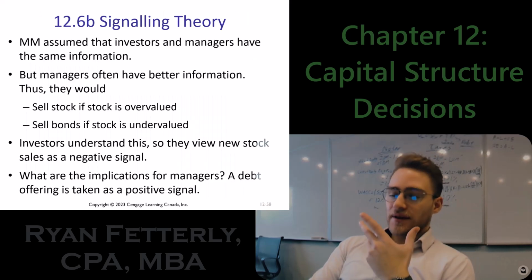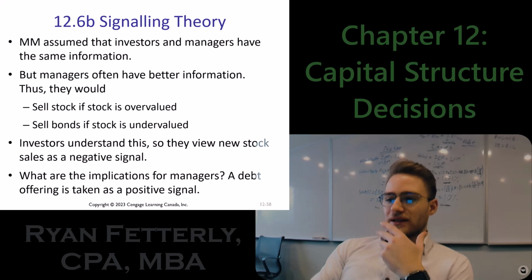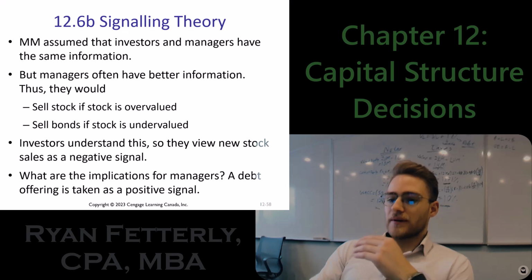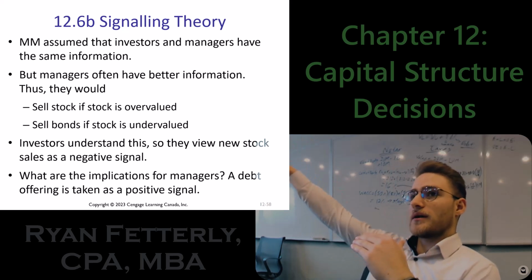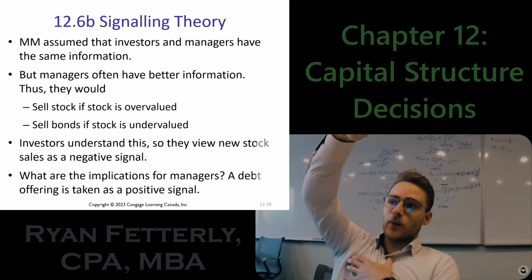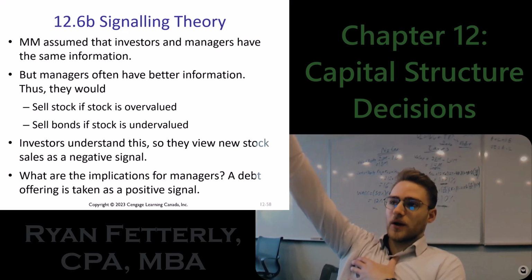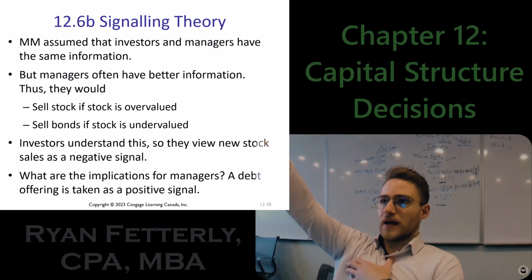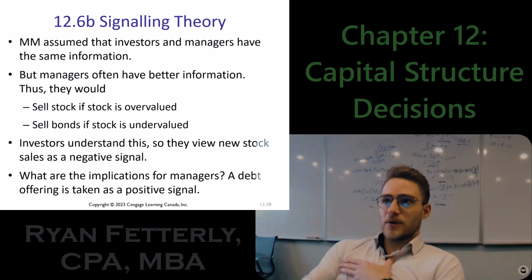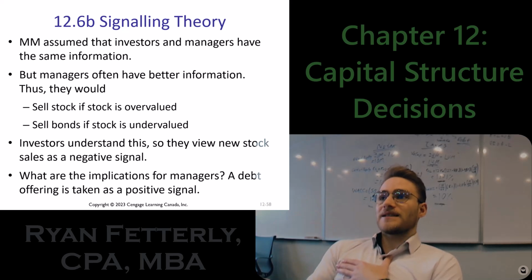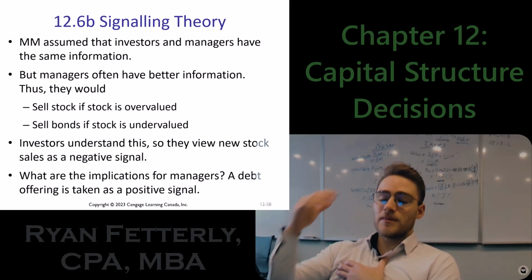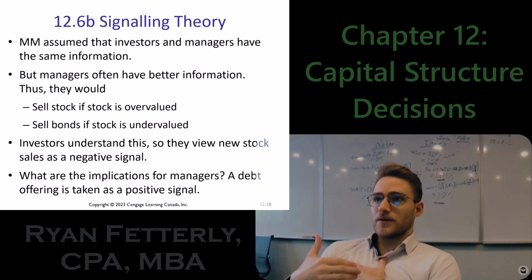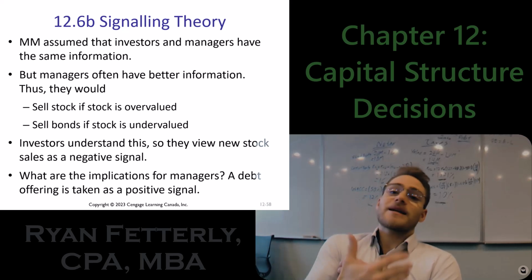So we also have signaling theory, okay? It assumes that investors and managers have the same information, but managers often have better information. Therefore, if I as an investor see someone with insider information selling stock in the open market, I'm going to assume that they know something that I don't, and that they believe the stock is overvalued. They're trying to sell when it's at a premium. Whereas if I see that management is selling bonds, I'm going to make the inherent assumption that they don't want to sell stock because they believe their stock's undervalued. Why would they sell low right now? So instead they'll issue debt.